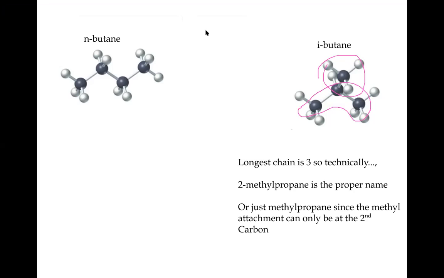Or you can shorthand it and just call it methylpropane, because it can only be on the second carbon to be considered methylpropane, right? If you put this methyl group here or here, then effectively you just have n-butane. So this is one of the exceptions where you don't have to have the 2 there because it's implied.